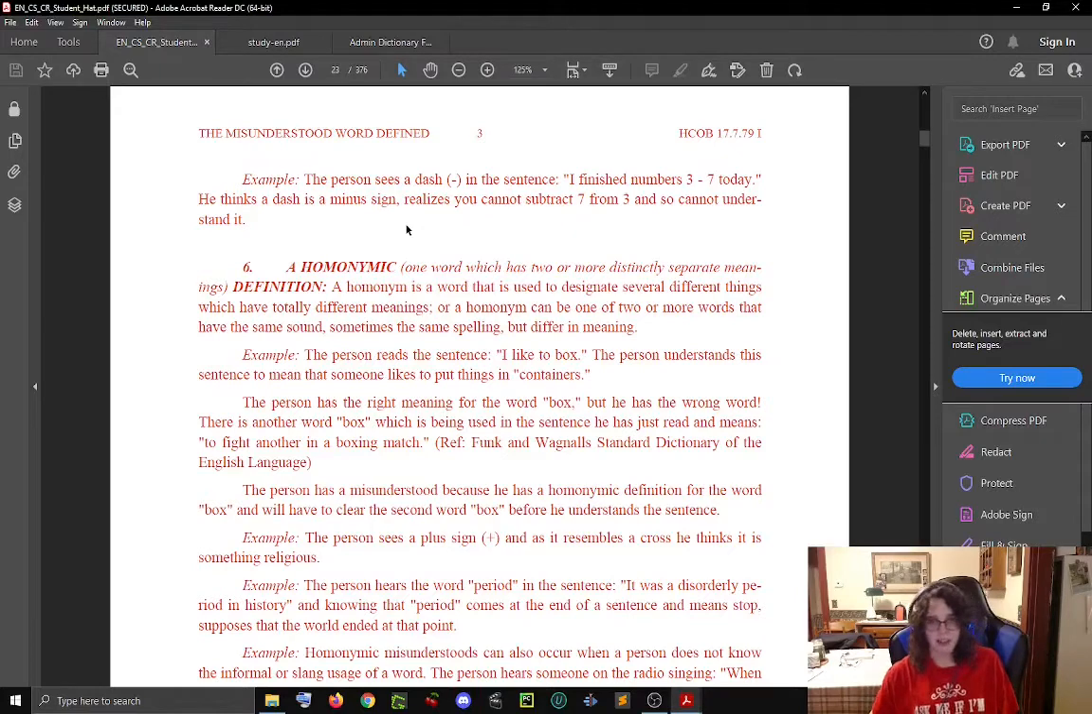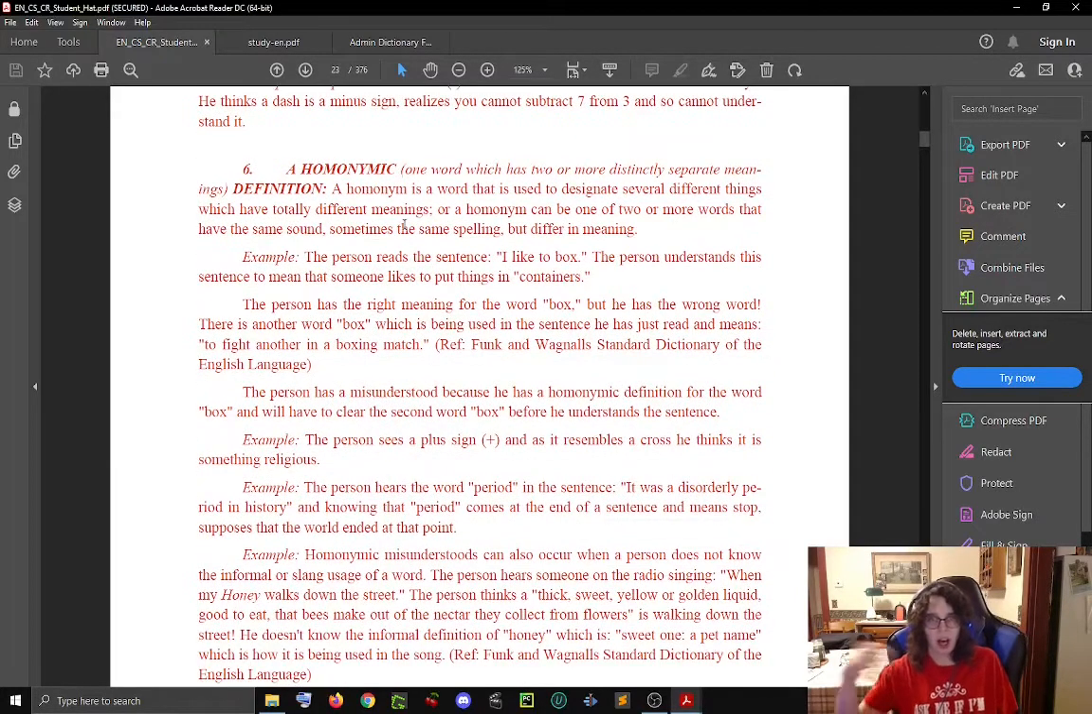A homonymic definition. One word that has two or more distinctly separate meanings. A homonym is a word that is used to designate several different things which have totally different meanings, or a homonym can be one of two or more words that have the same sound, sometimes the same spelling, but differ in meaning.